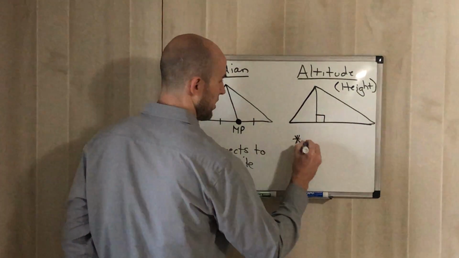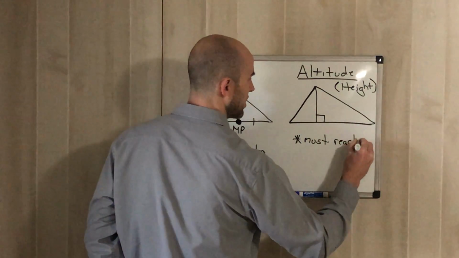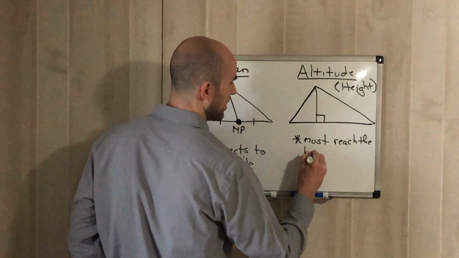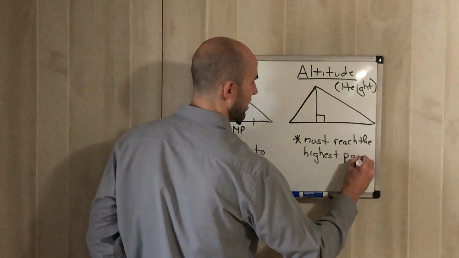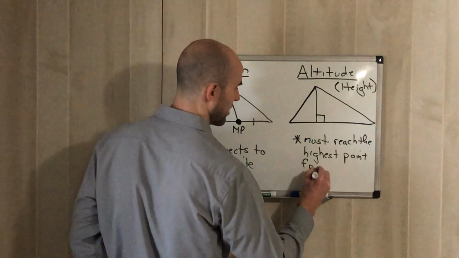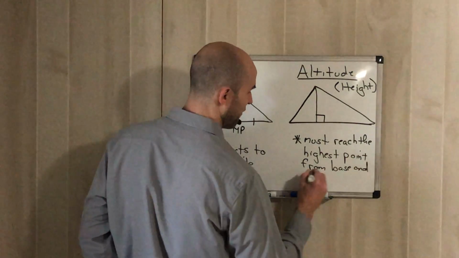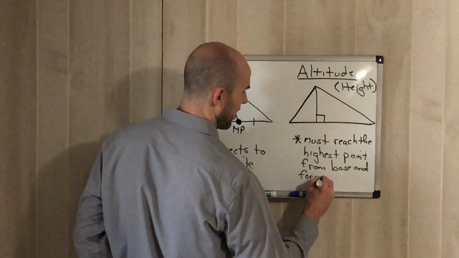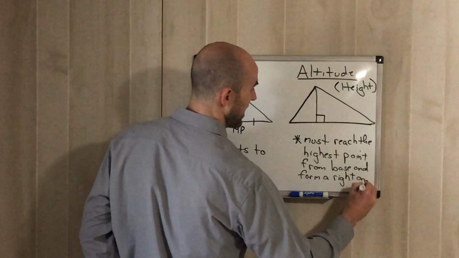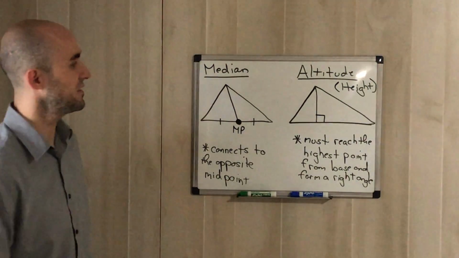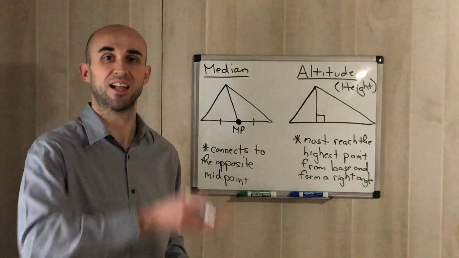An altitude must reach the highest point from the base and form a right angle, and that right angle is extremely important because again, it may not seem like it, but that right angle is what tells us that this line is going straight. And if that line is going straight, automatically we know that that's the height, right?